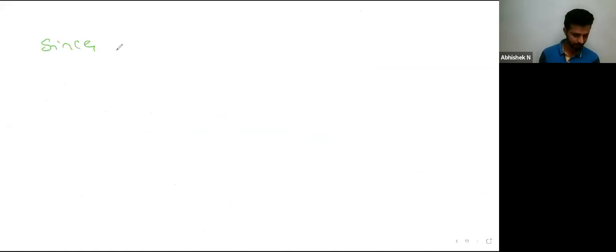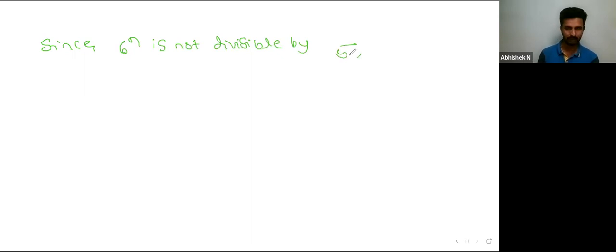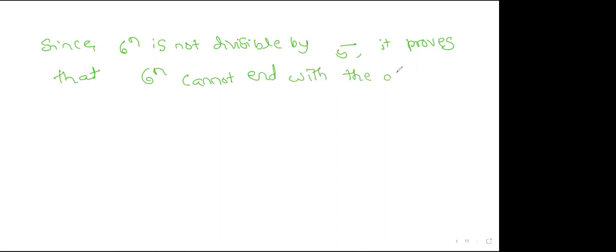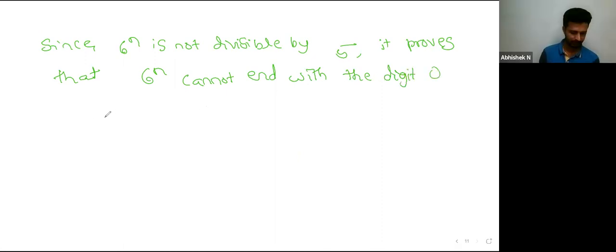Since 6 to the power n is not divisible by 5, it proves that 6 to the power n cannot end with the digit 0 for any natural number n.